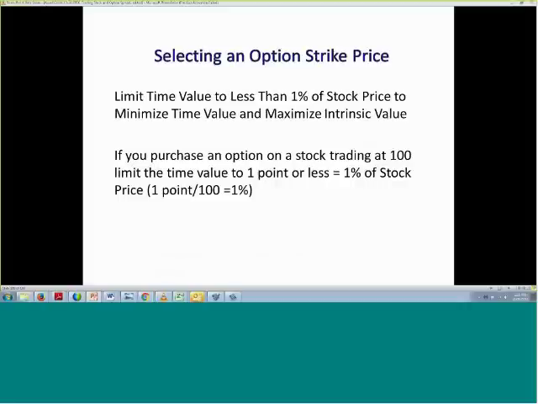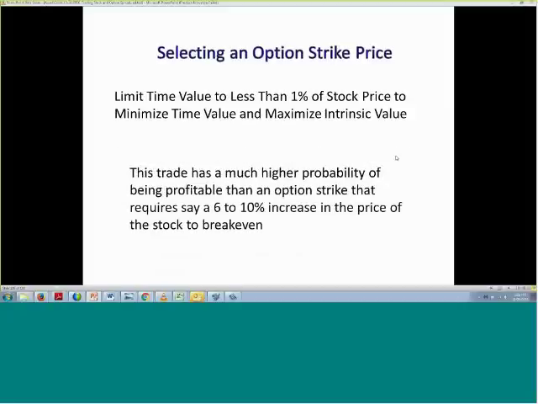Let's look at an example here. If you buy a stock and it's trading at 100 and you want to limit the time value to 1% or less, then the time value portion of the option should be 1 point or less, which would be 1% of the stock price. So we'll look at an actual example here.